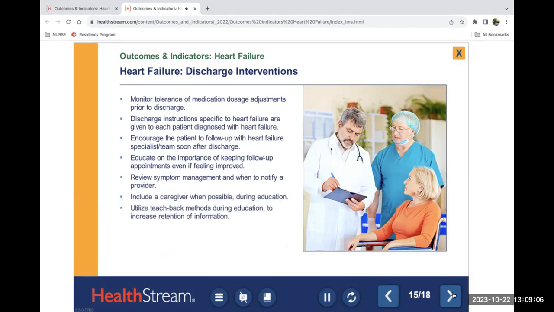Provide written and verbal instructions specific to the patient's heart failure and types of medications, as well as any signs and symptoms that should be reported. Encourage the patient to follow up with heart failure specialist or team soon after discharge. Include a caregiver when possible during education. Utilize teach-back methods during education to increase retention of information.